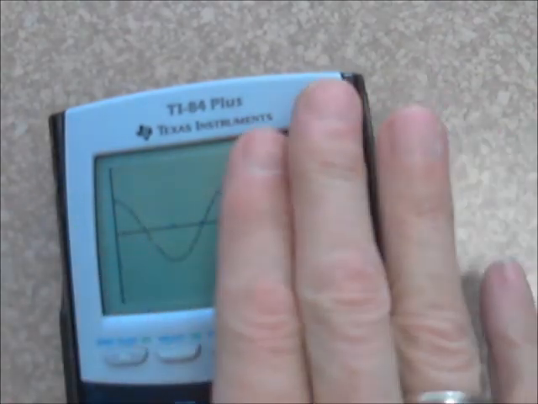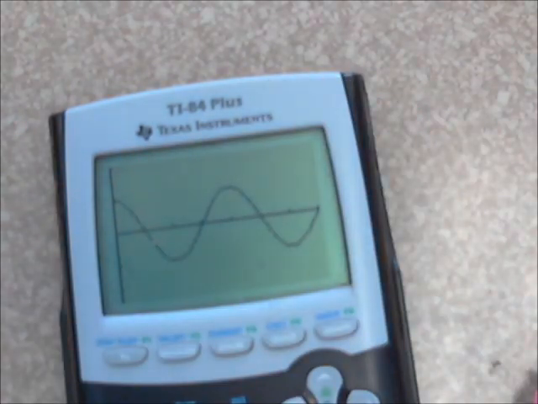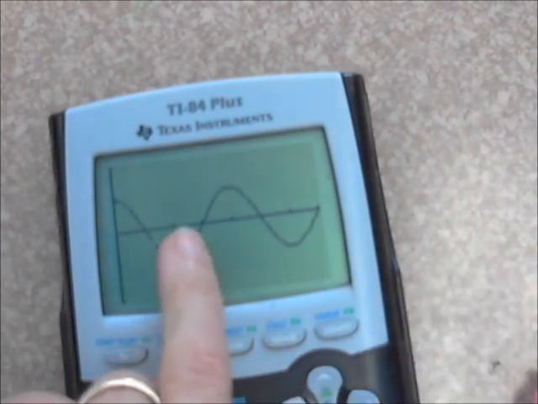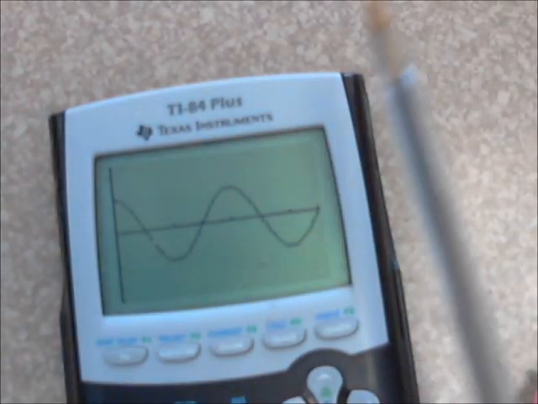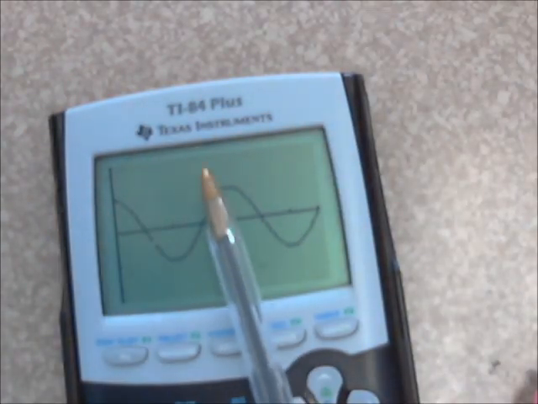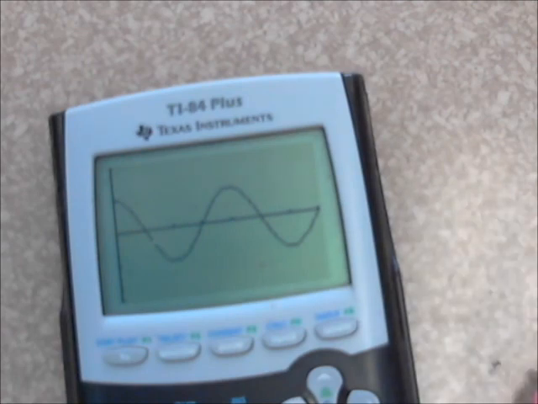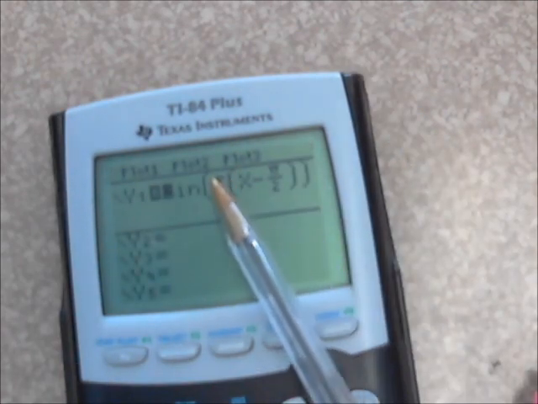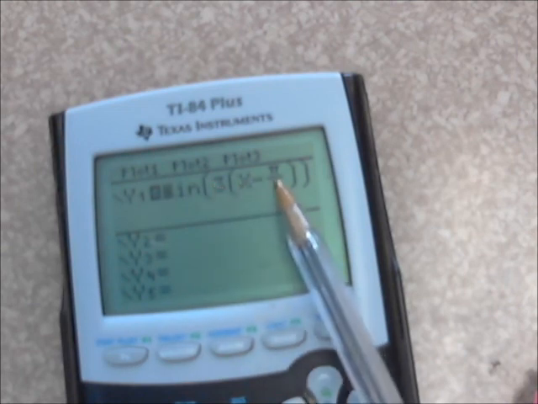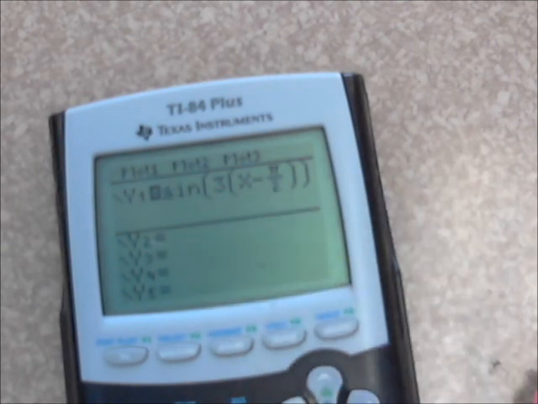This is actually kind of like a cosine curve, but it's been shifted to the right. And this, like I said, this point right here is pi over 2, so this has actually been shifted to the right by pi over 2. That's why we take the 3 outside of the parentheses when we want to find out what our horizontal shift is.